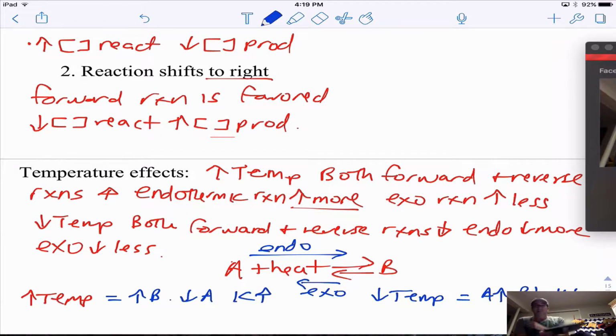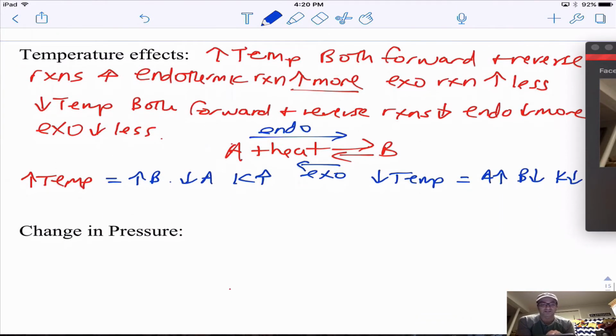Now, maybe in class we can discuss why this actually happens. Why is the endo favored over the exo? It has to do with activation energy. And we can talk about that in class, but that would take a good 5 to 10 minutes to discuss here. And I want to keep this video where I get through all the stresses.